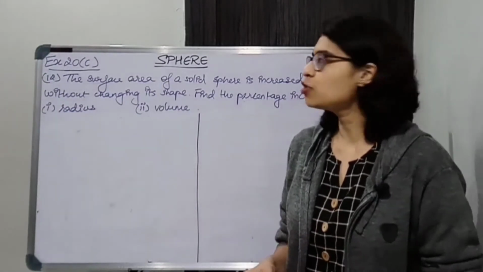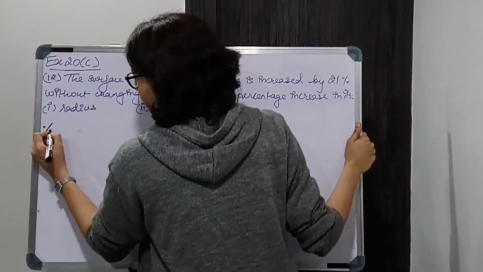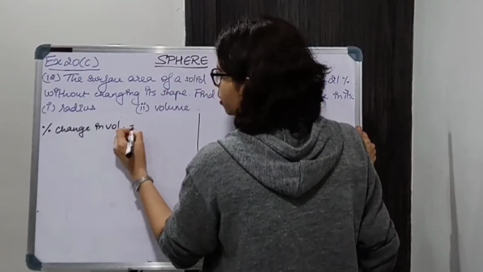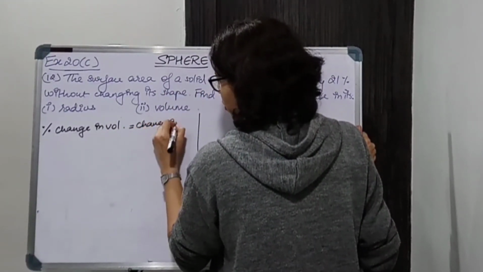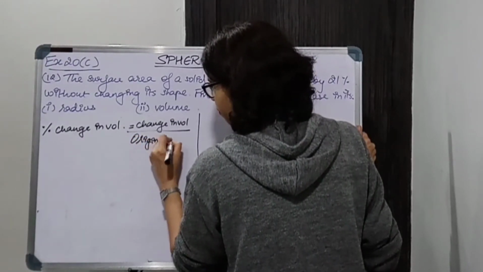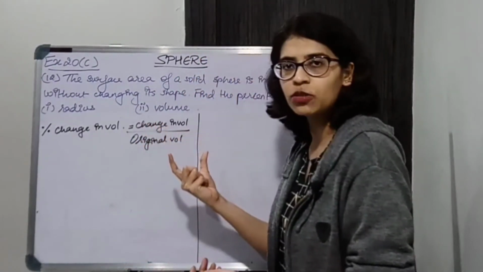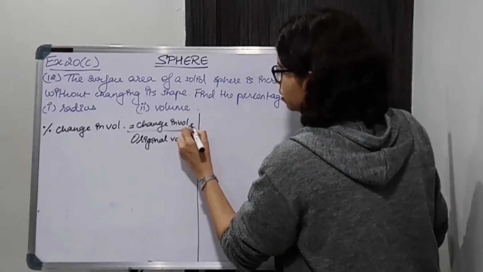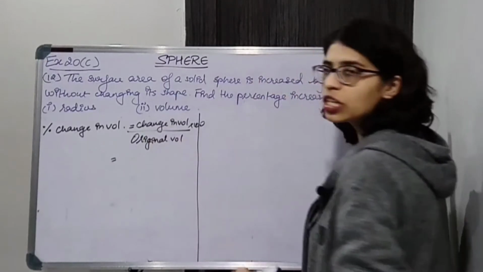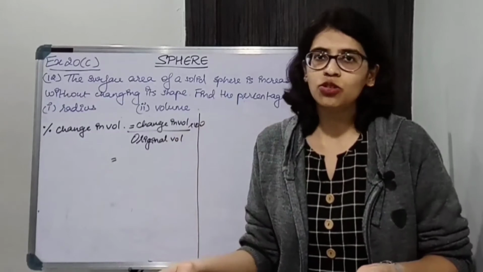Now in second part we need to find the percentage increase in volume. So percentage change in volume will be what? Change in volume upon original volume. किसका परसेंटेज फाइंड कर रहे हैं? चेंज इन वॉल्यूम का. सो चेंज इन वॉल्यूम पता होना चाहिए. अपॉन ओरिजिनल वॉल्यूम इनटू 100. Now I need to find change in volume first. Change in volume will be what? New volume minus the old volume.